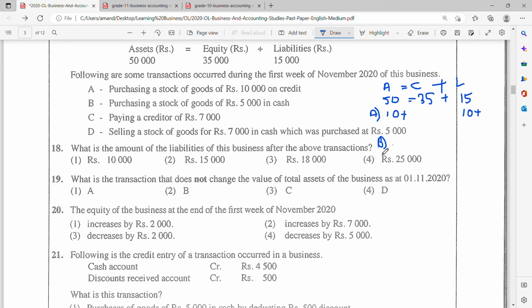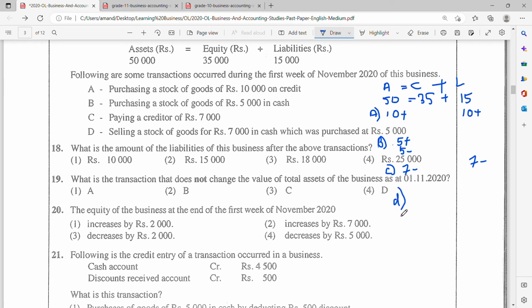Transaction B, purchasing a stock of goods of rupees 5,000 in cash. So your stocks are increasing by 5, but because you are paying in cash, cash is getting decreased by 5,000 as well. No change for capital and liability. Transaction C, paying a creditor of rupees 7,000. So cash is decreasing because obviously you are settling your creditor by cash. On the other hand, liability is also decreasing because you are settling a creditor.